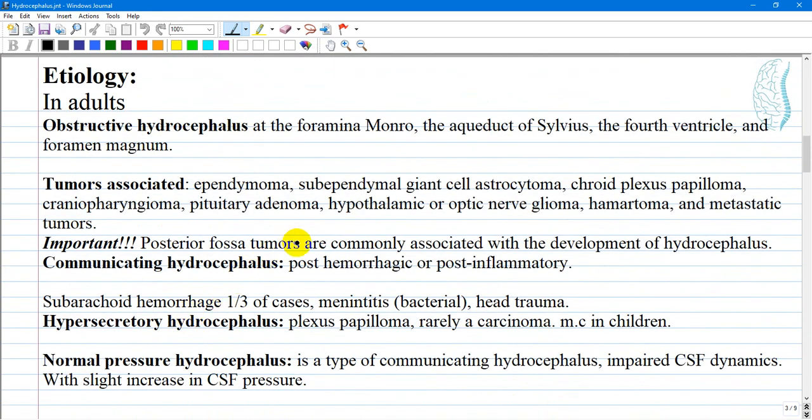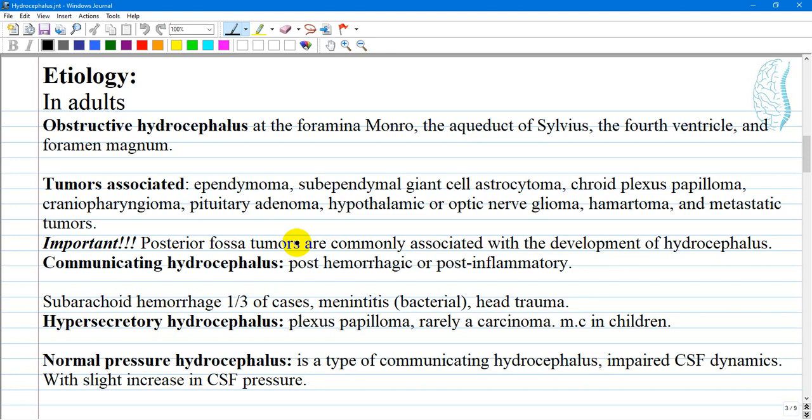Etiology: obstructive hydrocephalus develops from a block of cerebrospinal fluid pathways. The obstruction most commonly occurs at the foramina of Monro, the aqueduct of Sylvius, the fourth ventricle, and the foramen magnum. But most tumors of significant size can obstruct at any point of the cerebrospinal fluid pathways.